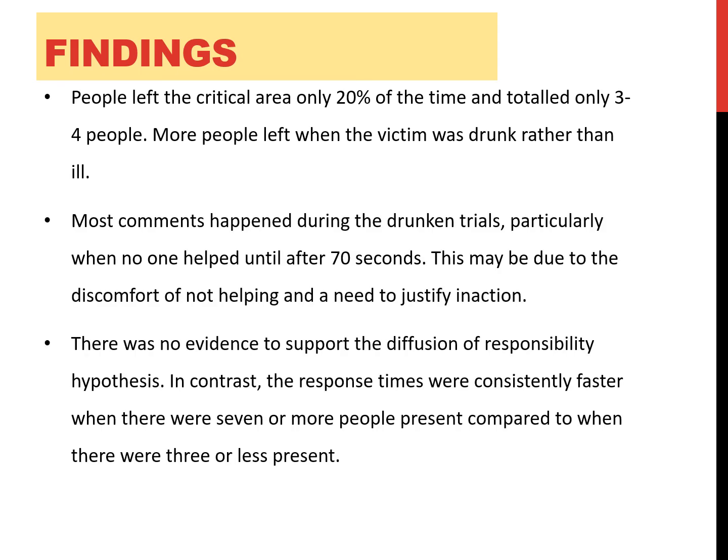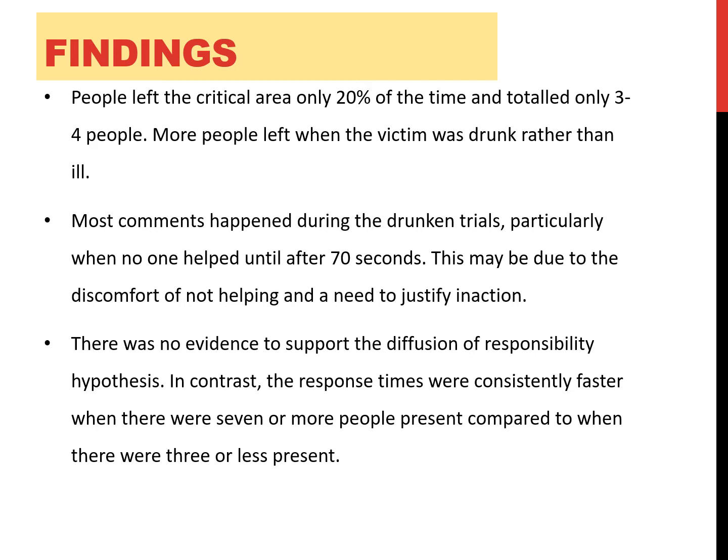Okay, so for the people that left the critical area, it happened around 20% of the time, which is quite low. The total is around 3 to 4 people who left the critical area when the emergency happened. And most people left in the drunk condition compared to the ill condition. In terms of comments, a lot of comments were made during the drunk trials compared to the ill condition, especially when no one helped until after 70 seconds, because after 70 seconds, the model will come in to help. So if someone helps before 70 seconds, or not, that's when people start to make comments. It could be they feel uncomfortable about not helping and they want to justify why they don't help. That's why they converse with other people, trying to justify or explain why they don't help.